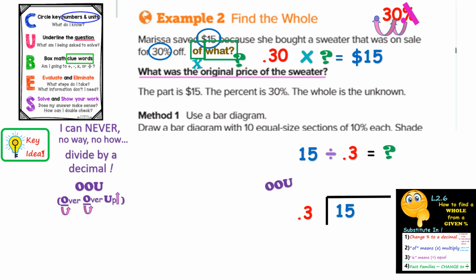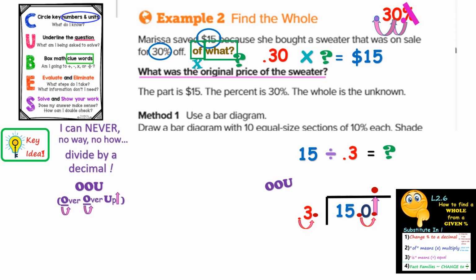I'm going to move it on the outside as many times as I need to make it a whole number. I simply, on this one, need to shift it one time to the right. And therefore, I'm going to do the same thing on the inside. So my O on the outside, my O on the inside. I put the decimal point at the end of the 15, and then I shift it one time to the right. Need to hold that place value with a 0. And then my final step, OOU, now I'm going to bring it straight up. Once it's in the position that it needs to be, then I just do my division.